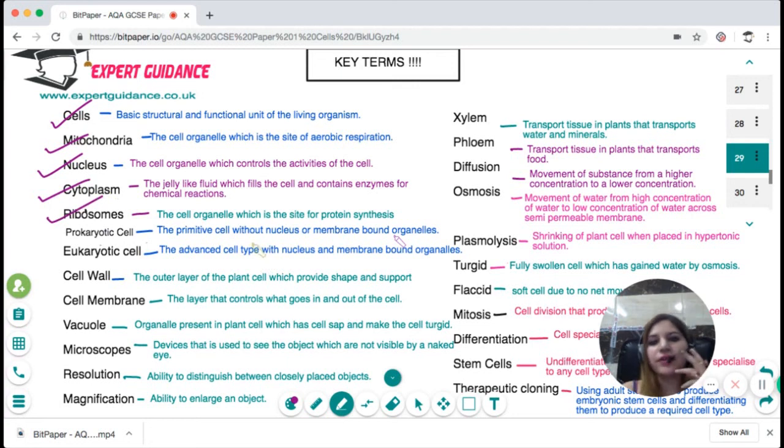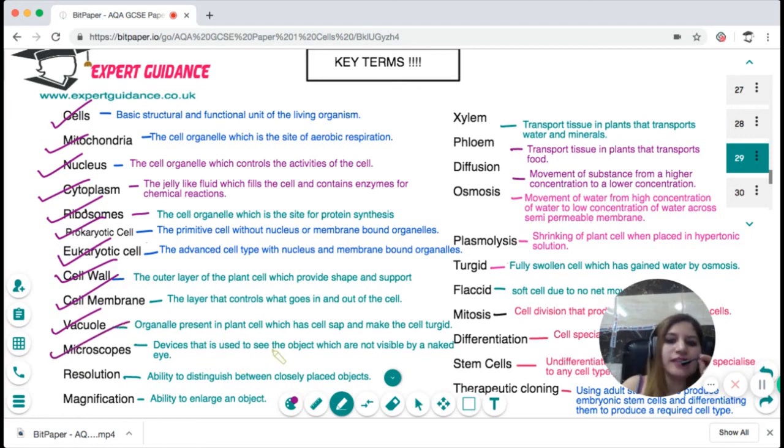Ribosomes are the cell organelles which are the site of protein synthesis. Prokaryotic cells are primitive cells without a nucleus or membrane-bound organelles. Eukaryotic cells are the advanced cell type with a nucleus and membrane-bound organelles. Cell wall is the outer layer of the plant cell which provides shape and support to the plant. Cell membrane is the outer layer that controls what goes in and out of the cell. Vacuole is an organelle present in the plant cell which has cell sap and makes the cell turgid.